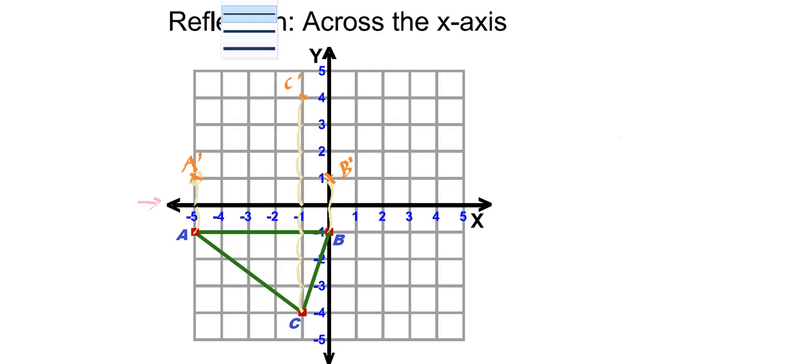So next thing we should do is we should really draw the new image so that we're actually reflecting the shape. So there, there, and there. And we've done our reflection. Nice and easy.